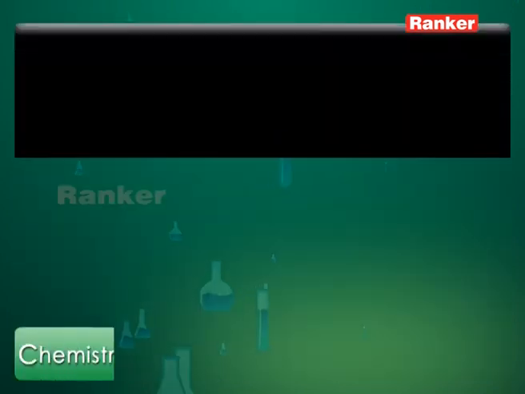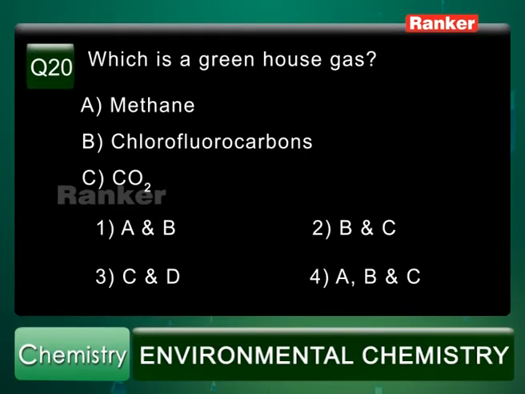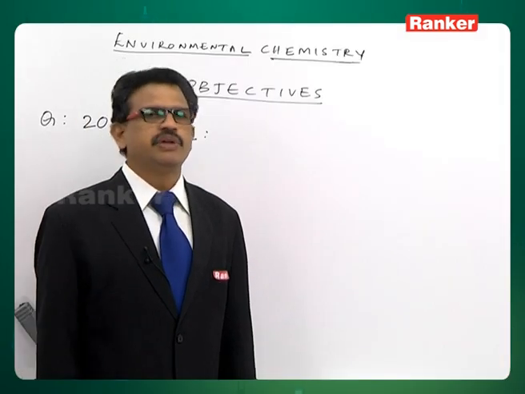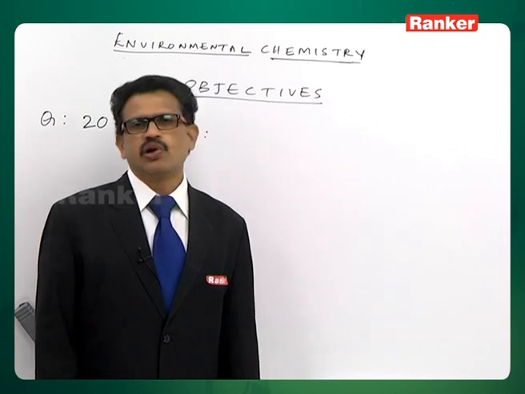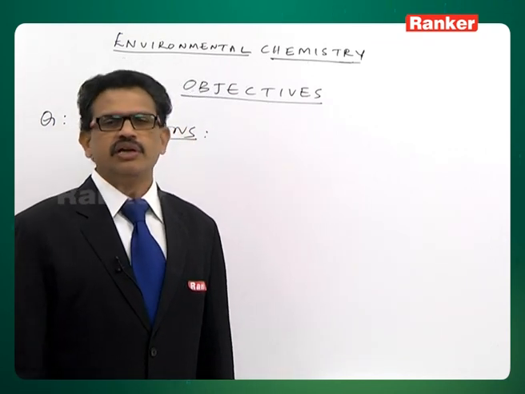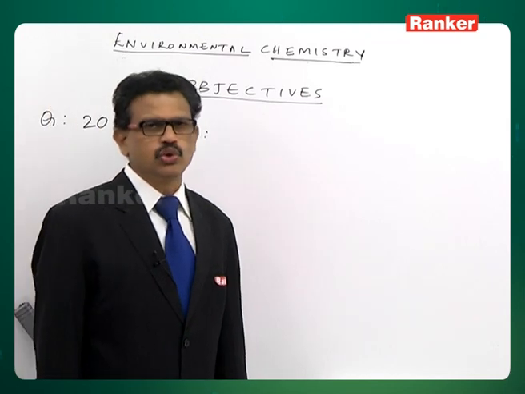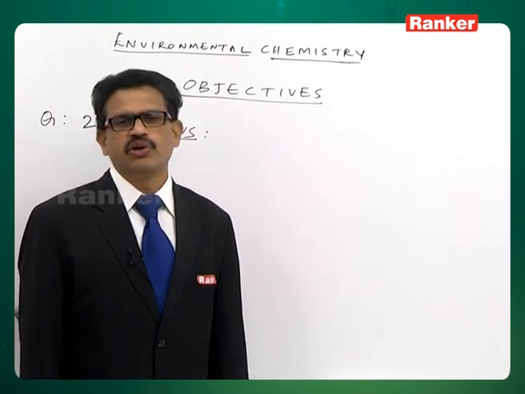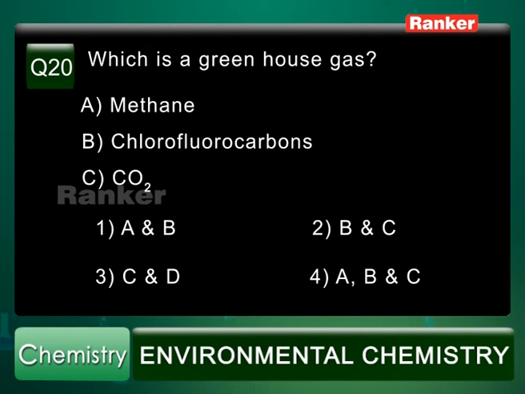Question number 20. Which is a greenhouse gas? Option A methane, B chlorofluorocarbons, C carbon dioxide. They combined the options: Option 1 A and B, option 2 B and C, option 3 C and D, option 4 A, B and C. What are greenhouse gases? Methane is a greenhouse gas, yes. Chlorofluorocarbons are greenhouse gases, definitely, and carbon dioxide is also responsible. Therefore we can go for answer 4, which is A, B and C.